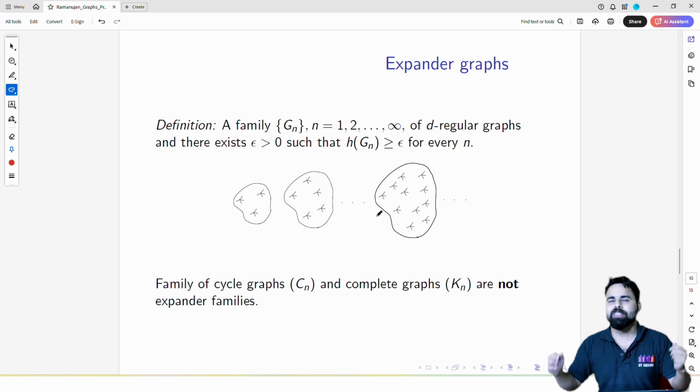Earlier this was the notion, but then mathematicians came up with a very nice construction of this.